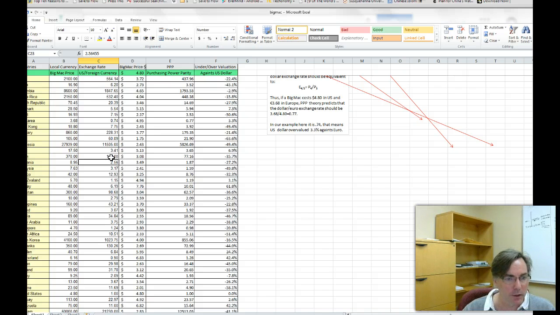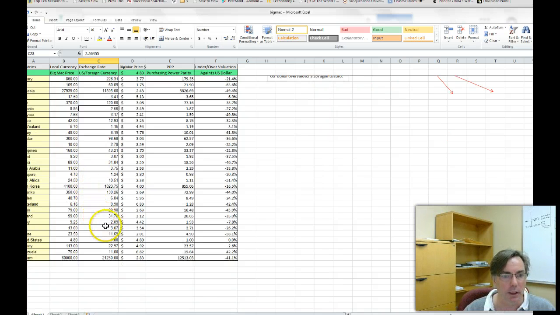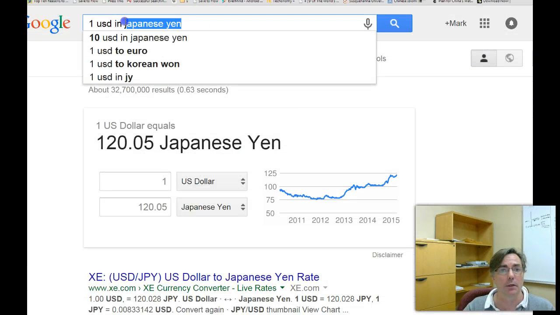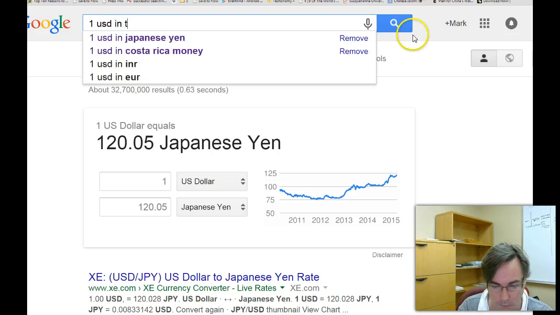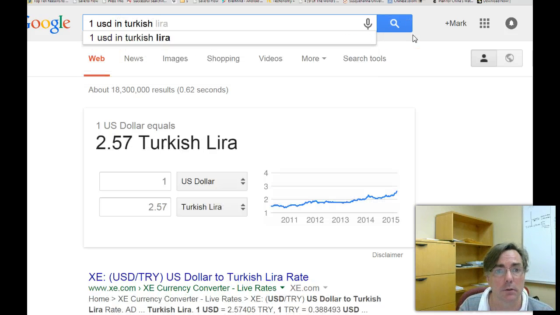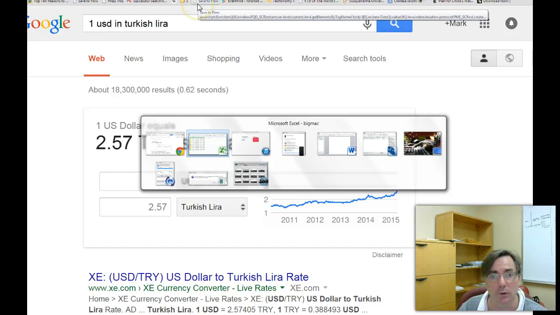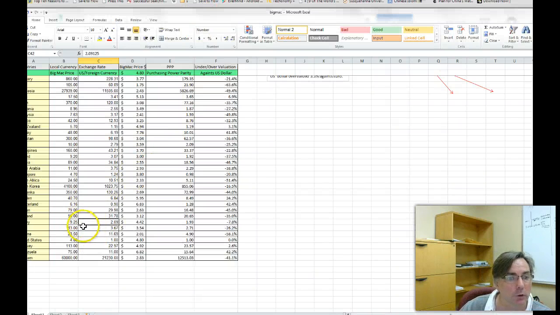So, let's pick another one. I don't know, Turkey, okay. Their lira, I do know that. I have a very dear Turkish colleague. And you can see it solves for us, Turkish lira, 2.57. Okay, we go back to it. And you see 2.57.